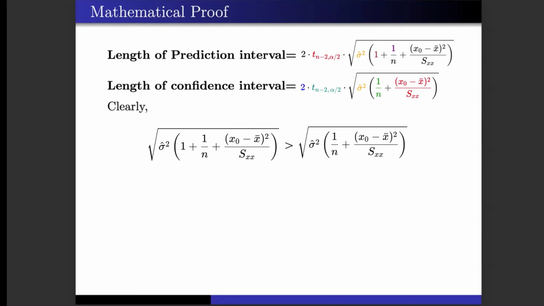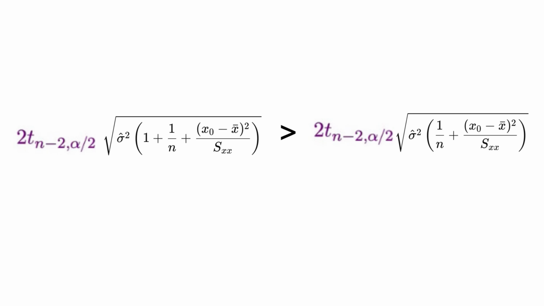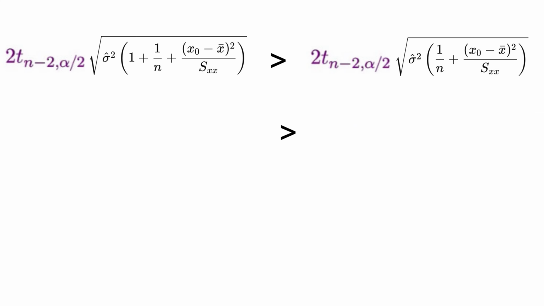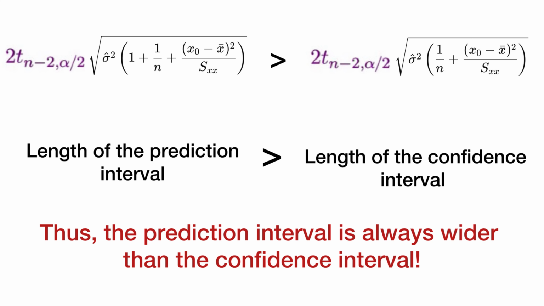If we multiply both sides by 2 times the critical point, we have the length of the prediction interval on the left hand side and the length of the confidence interval on the right hand side. And therefore, we have the mathematical proof that the length of the prediction interval is greater than the length of the confidence interval. And thus, we have the proof that the prediction interval is always wider than the confidence interval.